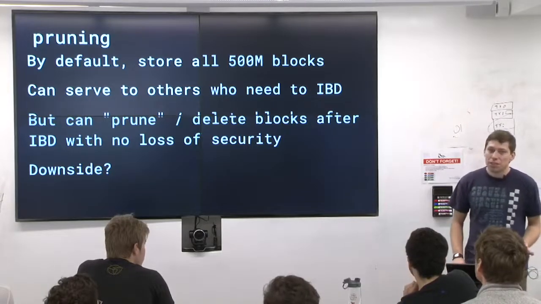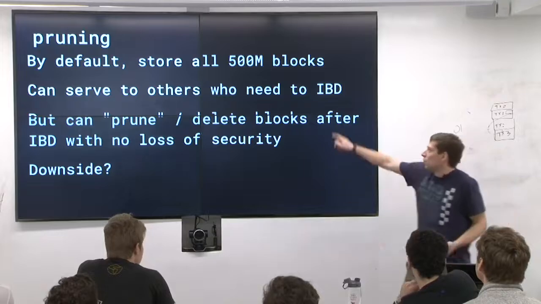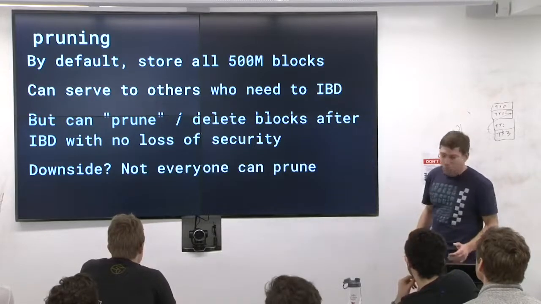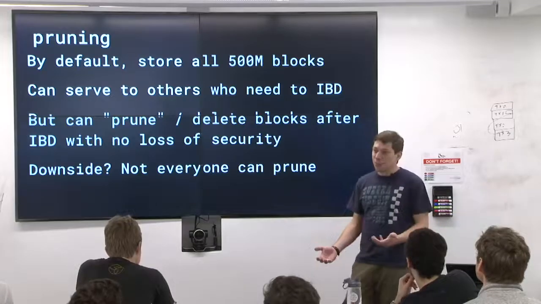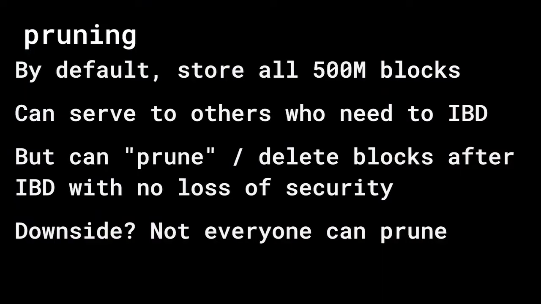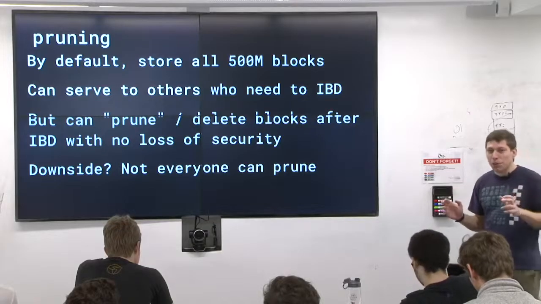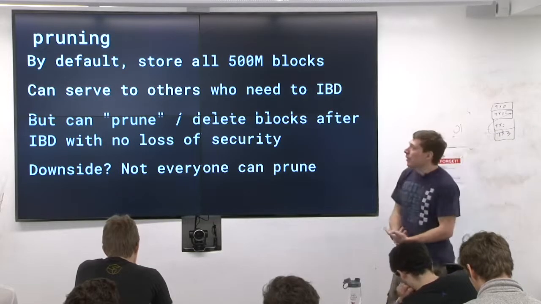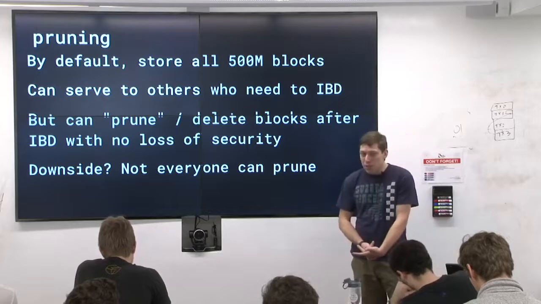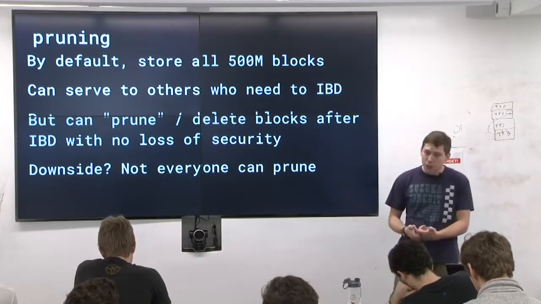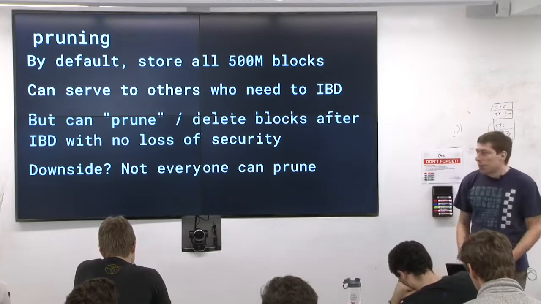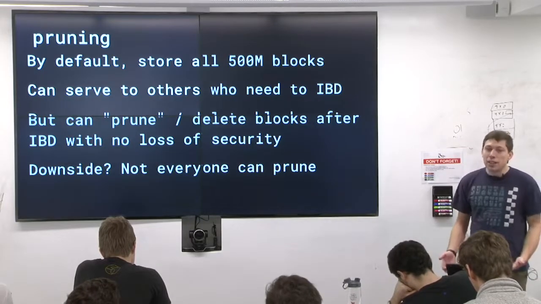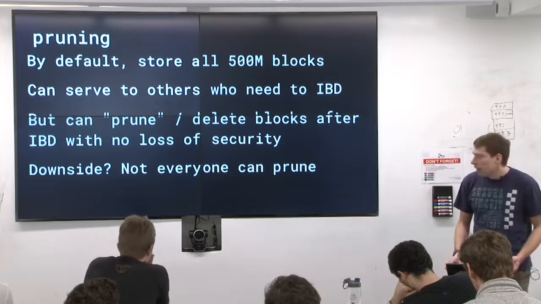Not really, right? The real downside is sort of this: not everyone can prune. If everyone prunes, there are no new entrants to the system. So it's a tricky seed versus leech kind of problem, where someone's got to be there to serve up these blocks. You don't have to trust them. You're still validating all the work, validating all the signatures. They can't do anything bad. But someone's got to be there to provide the network capacity. And so it is tricky.